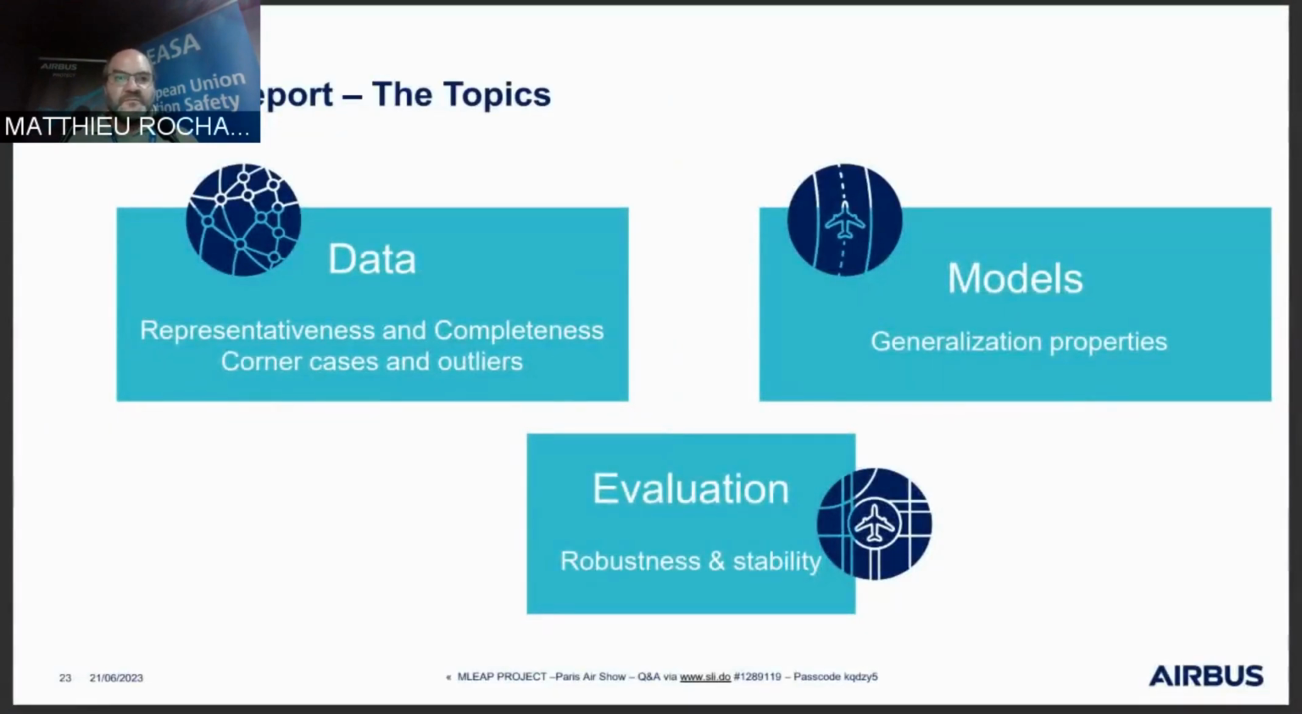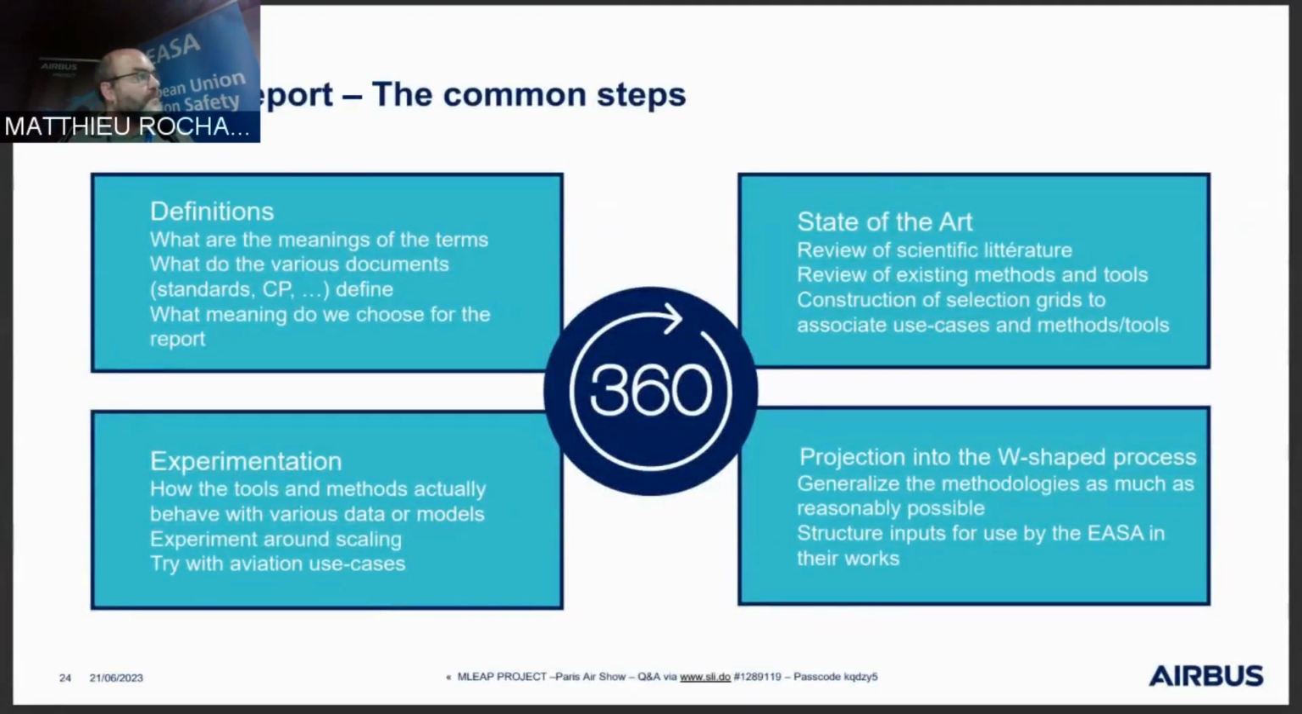And the report is about 3 topics, which are mostly but not strictly identical to the tasks. One is data. The question of representativeness and completeness is the main one, but there's also the question of corner cases and outliers. There's a question of models, training models, and everything that comes with generalization properties, and how you right-size the model, and whether it converges or not. And there's a problem of evaluation, in particular the question of robustness and stability, in addition to the simple question of performance.